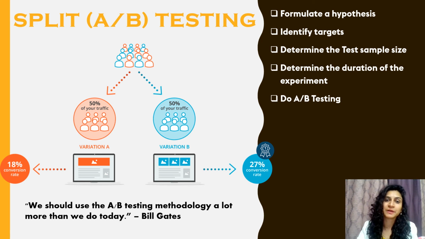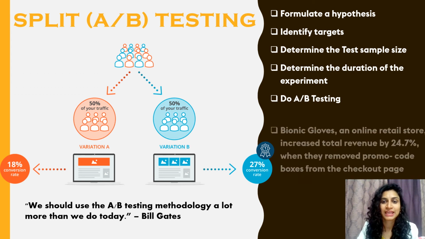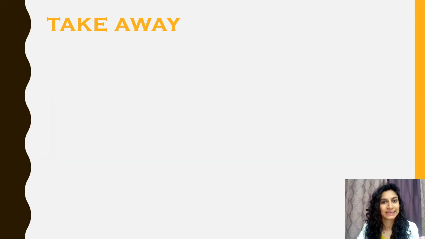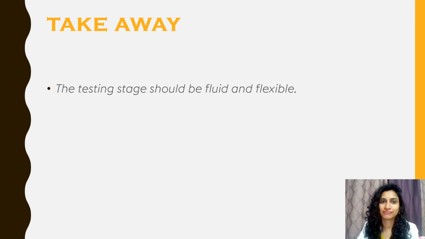Bill Gates said we should use A/B testing methodology a lot more than we do today. Here, there is one example of Bionic Gloves. It is an online retail store. They increased total revenue by 24.7% when they removed just the promo code boxes from the checkout page. Takeaway: the testing phase should be fluid and flexible.